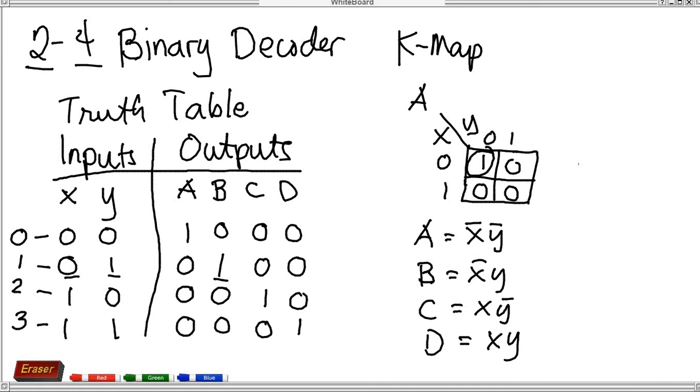After this, we already have the equations, so we're going to convert them into a schematic diagram. To do that we're going to use Proteus so that we can simulate the output and find out whether our equations are correct based on the given truth table. So let's proceed to Proteus.